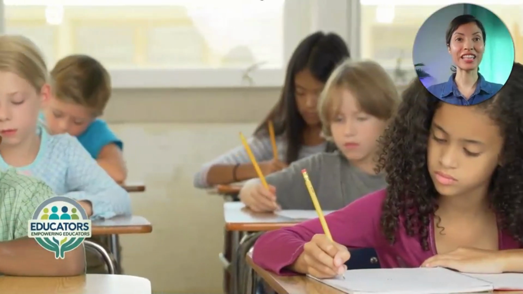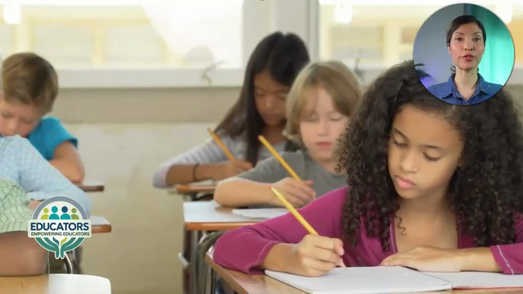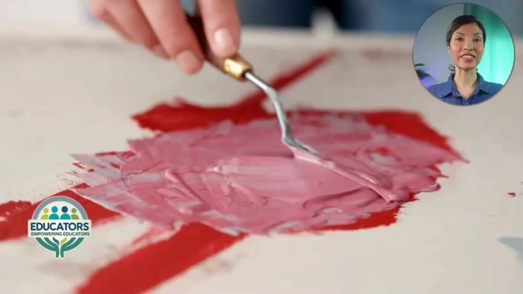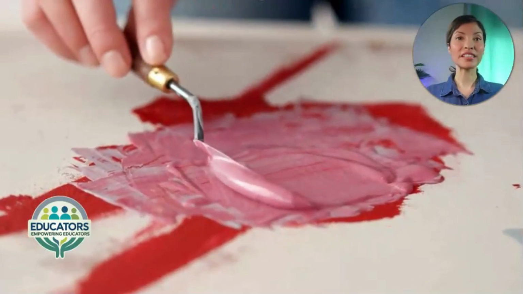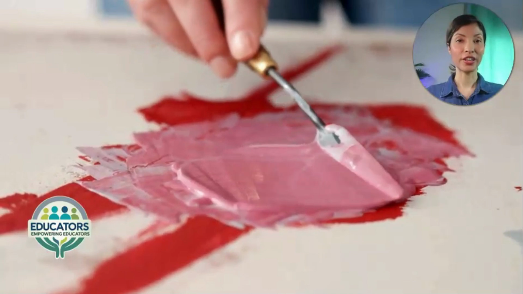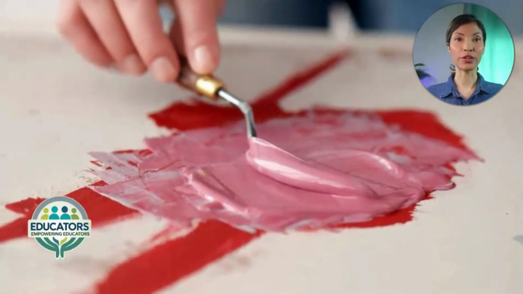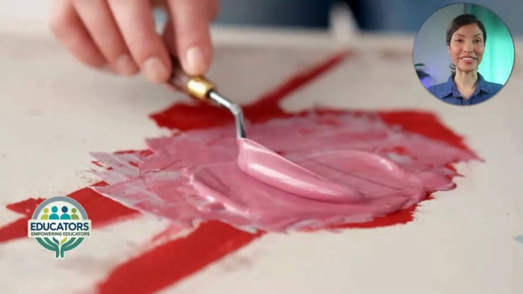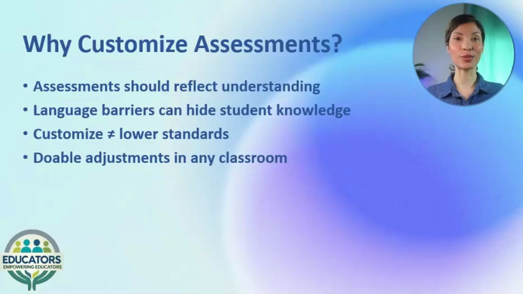Here's the thing, assessments are supposed to give us a clear picture of a student's understanding. And yes, they achieve that goal. But it's like asking an artist to paint a portrait, but only giving them two colors. Their creativity hasn't disappeared. You've just limited how they can express it. When we make customizations to assessments, it isn't about lowering standards. It's about removing the standardized roadblocks, so students can show what they know. And the good news? Most of these adjustments are simple and doable in any classroom.